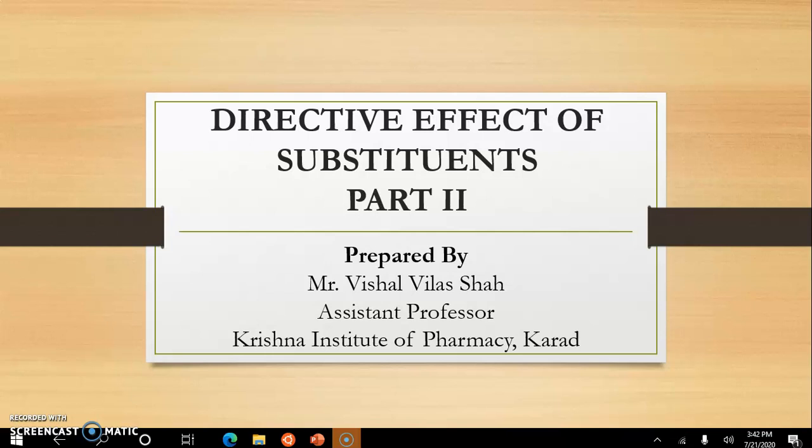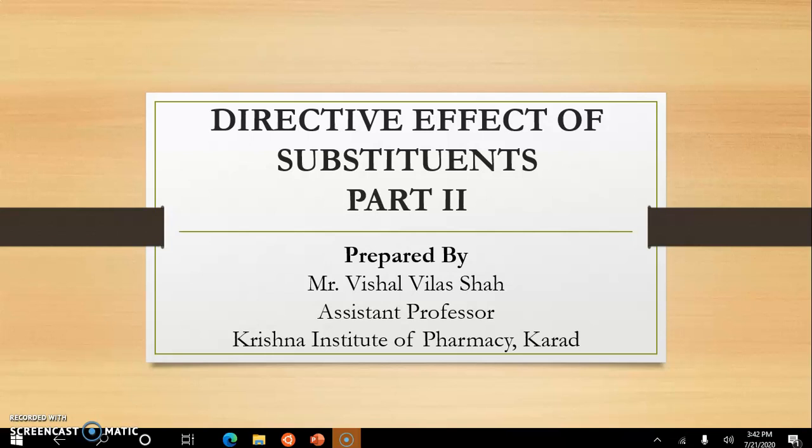In the previous part, we discussed the different groups or substituents that are responsible for directing, which show two directive effects. One is the ortho-para directing effect and the other is the meta directing effect.